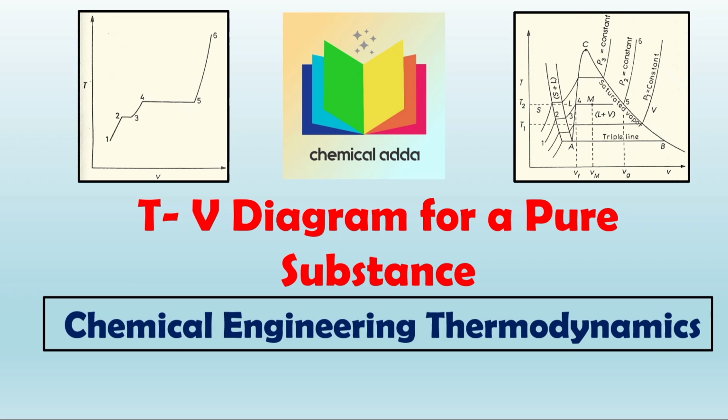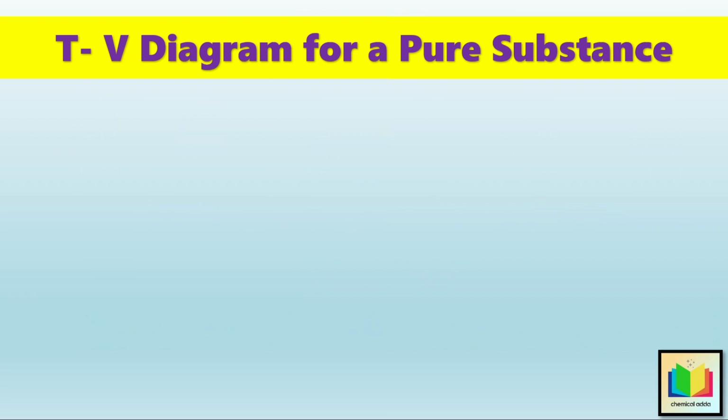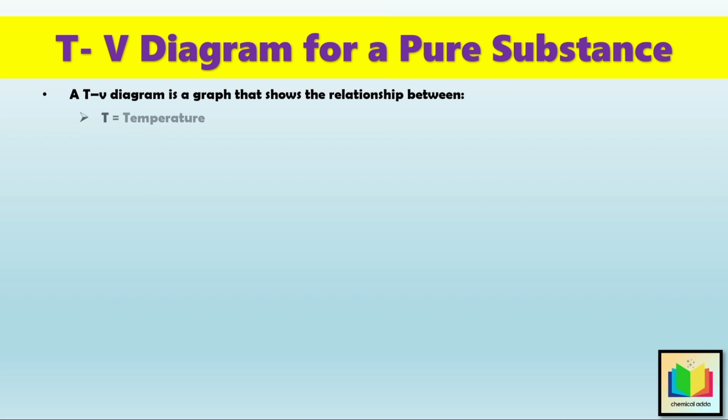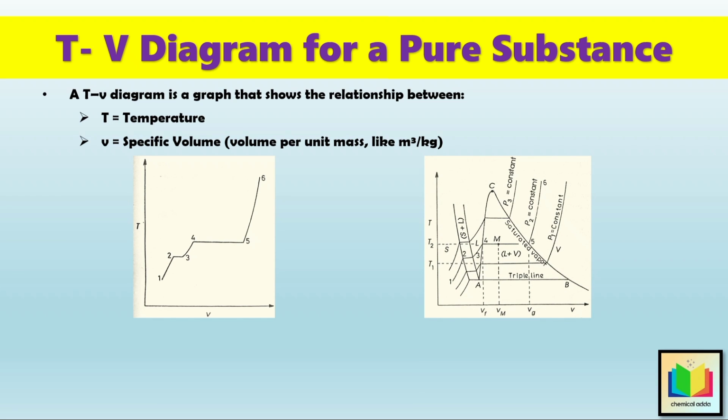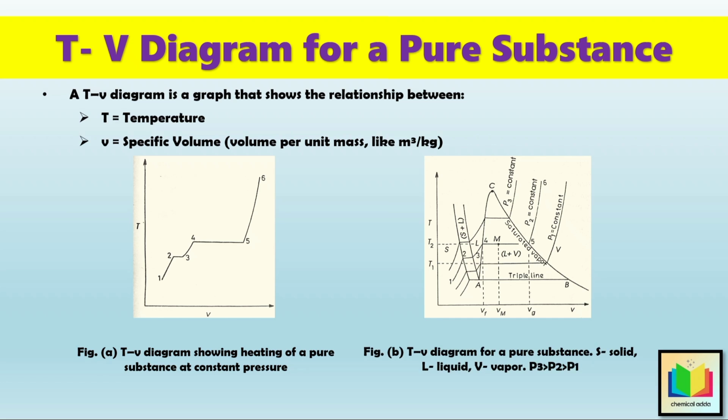So first, let us understand what a TV diagram is. A TV diagram, which stands for temperature volume diagram, is a graph that shows the relationship between temperature and specific volume. There are two figures representing the temperature volume diagram, where figure A shows heating of a pure substance at constant pressure, and figure B shows heating of a pure substance at various constant pressures, such as P1, P2, and P3, where P3 is greater than P2 and P2 is greater than P1.